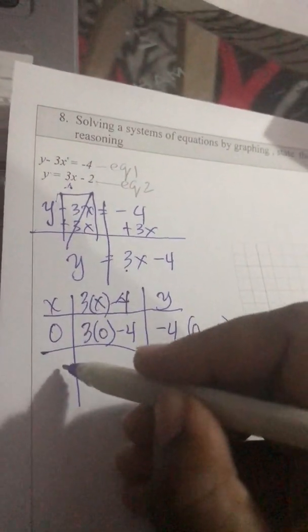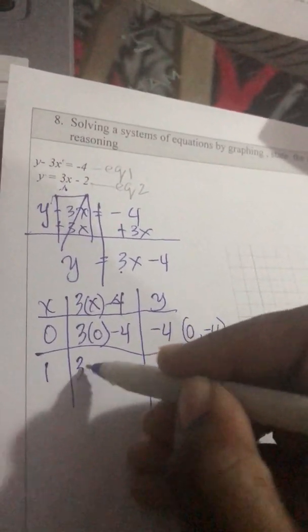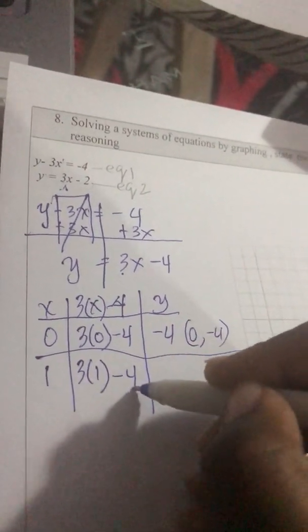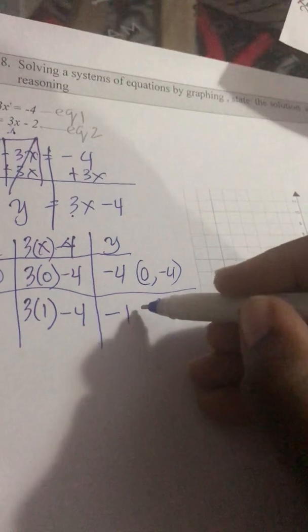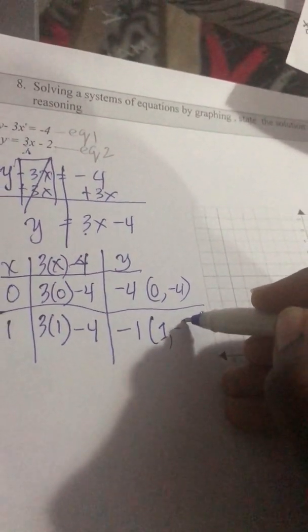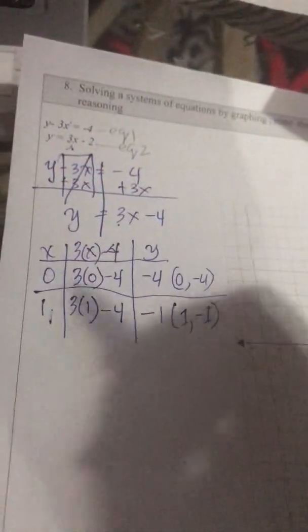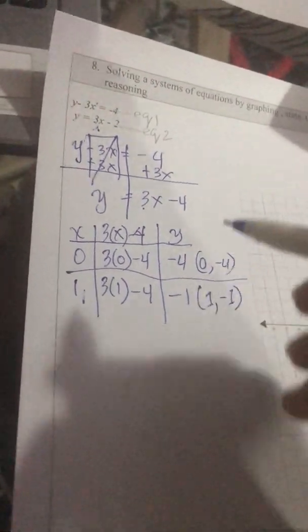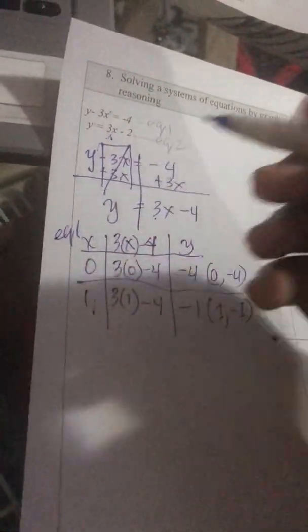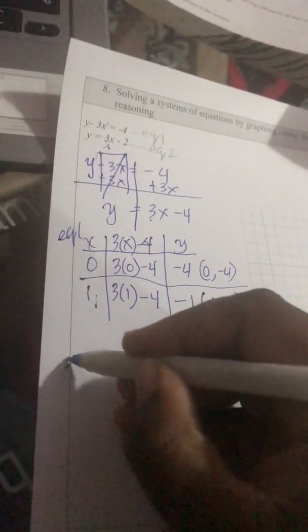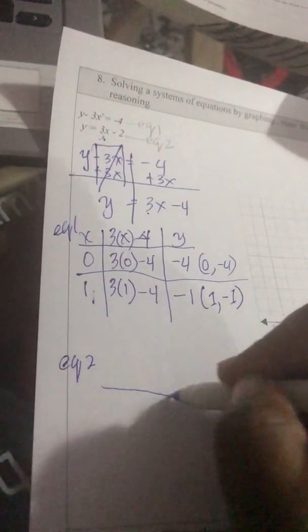Then I'm going to do 1. When x is 1, 3(1) minus 4 should be negative 1. When x is 1, y is negative 1. For x, you choose any number you want on the x line. That's where these numbers are coming from. I choose whatever number I want. And I only need 2 points. I don't need more than that. So this is equation 1. Every table I label. Now I want to do equation 2 so that I don't make a mistake.